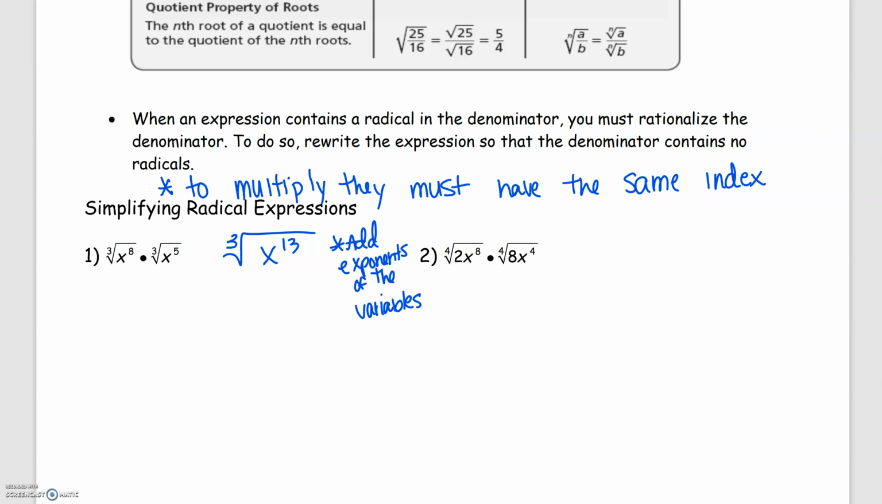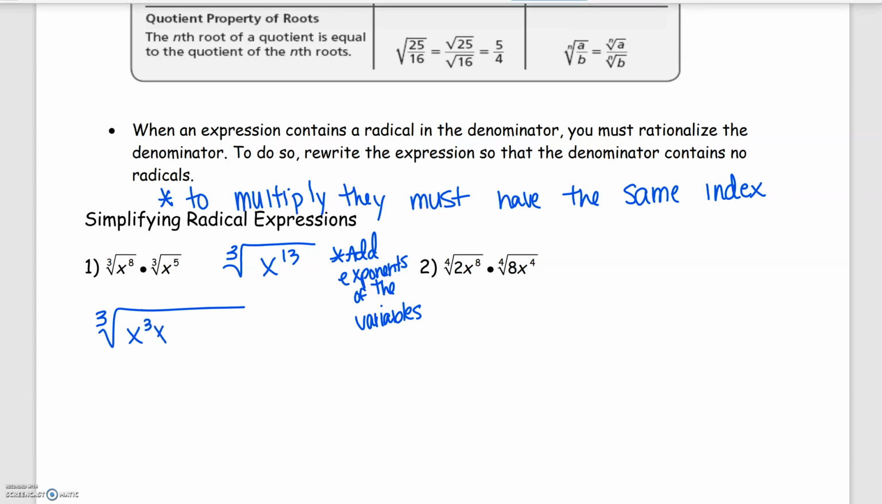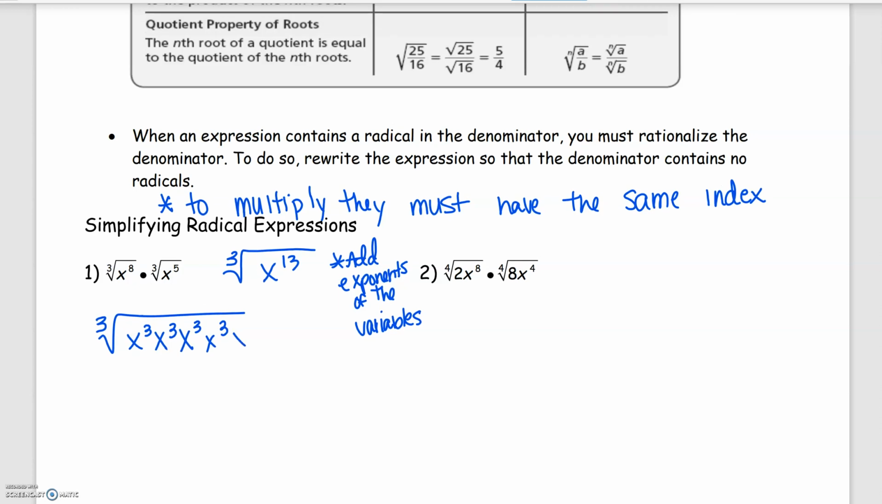So we now have how many pairs of 3's? So let's see, we're going to have 3, 6, 9, 12 with 1 left over. And so we can take these 4 out. And we are left with 1 underneath. And so it's x to the 4th, with 1 left under the cube root.